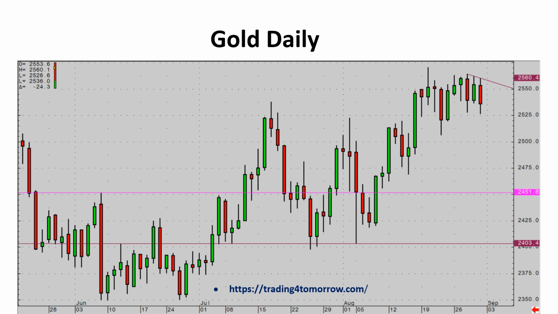Moving on to gold, it had a bit of a consolidating week, and so resistance wise 25.60, breakout level 24.51, support 24.03. We're likely to see a big move, if not before, at the end of the week when NFP, US unemployment data, is released.